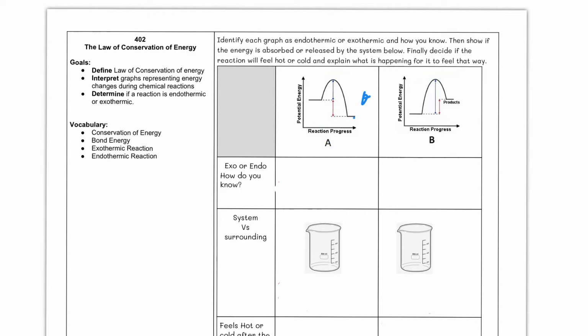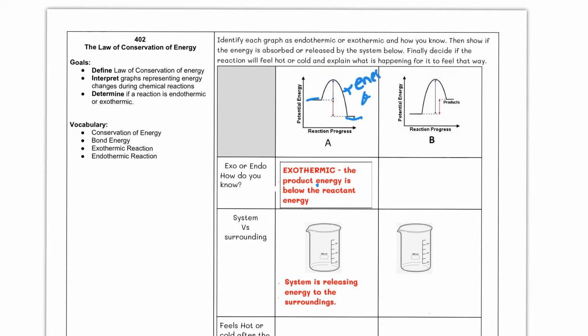if you notice that the product energy is lower than the starting reactant energy, it is an exothermic reaction. The product energy is below the reactant energy. And we know this versus the system versus the surroundings is that the system is releasing energy to the surroundings. So it's releasing the energy it has stored up here. And so the product energy will be lower because we're also giving off energy in the form of heat.